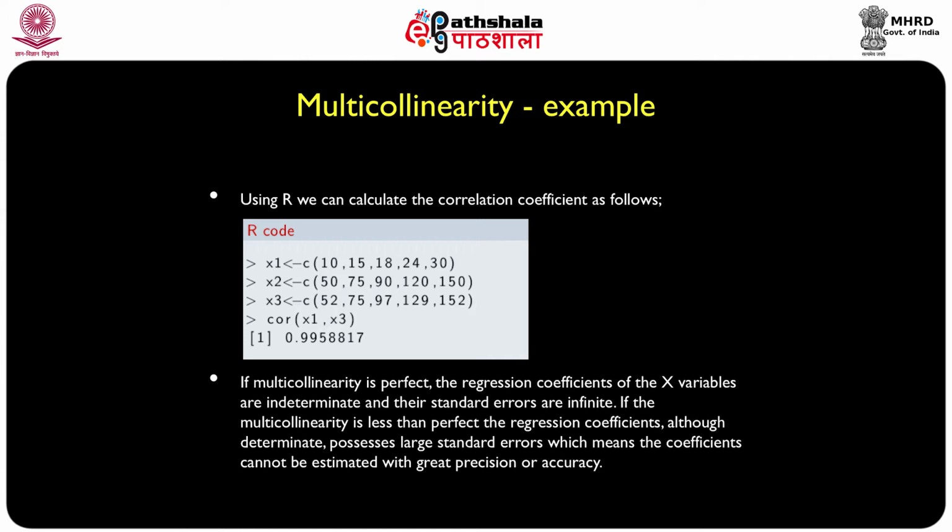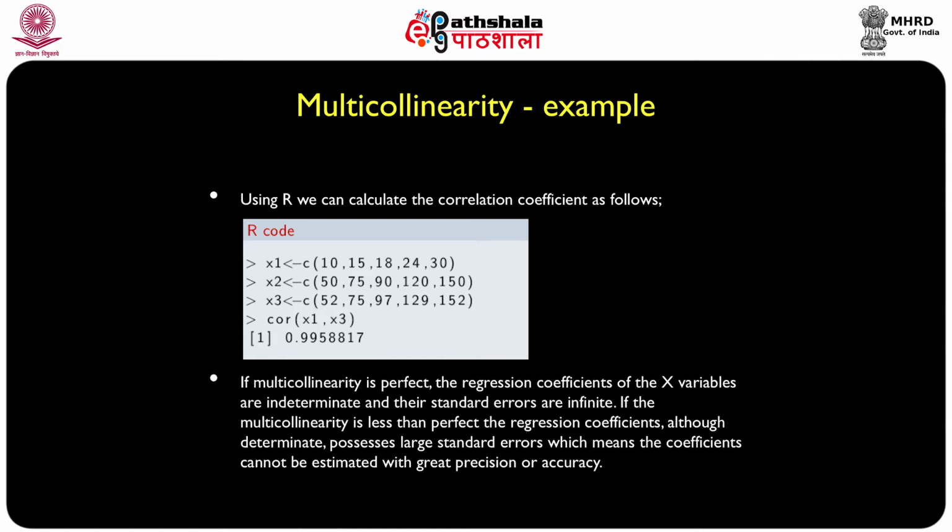We have discussed this earlier, but I will do a quick recap of how to obtain the correlation coefficient between two variables. First, we enter the values of the three variables, x1, x2 and x3. We are interested here in the correlation coefficient between x1 and x3. Hence, we use the cor function in R and use x1 and x3 as the two variables, and the R output, 0.995817, is the correlation coefficient between x1 and x3.